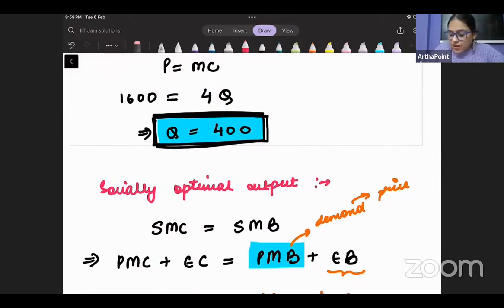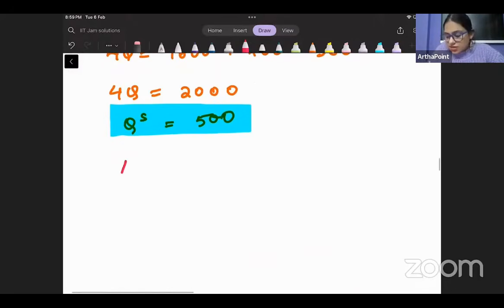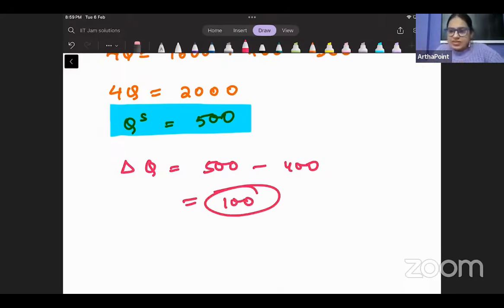Otherwise, the firm's equilibrium output is 400. So what is the change or the difference in the output between the socially optimal output and the firm's output? 500 minus 400, that means 100. 100 is the correct answer.